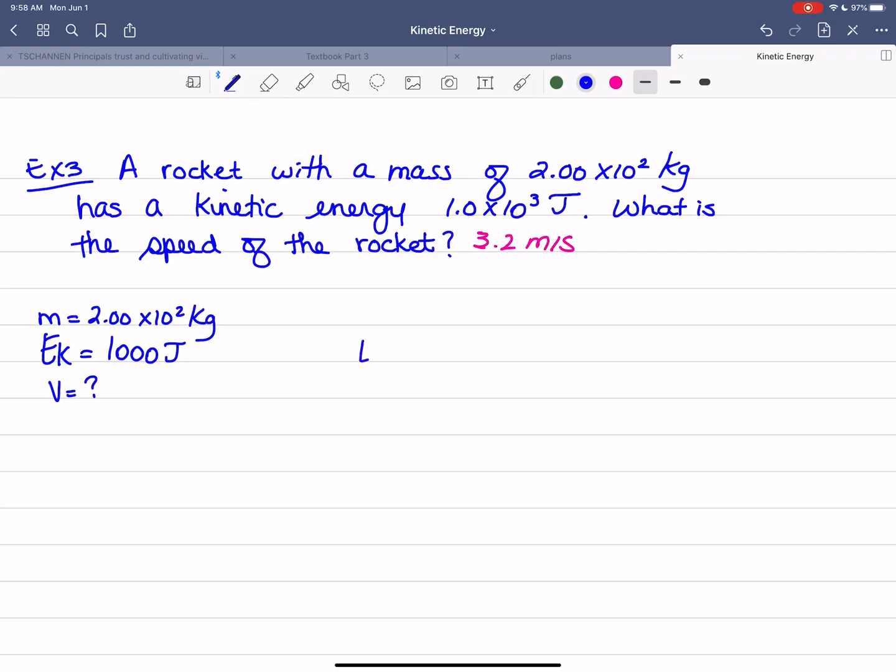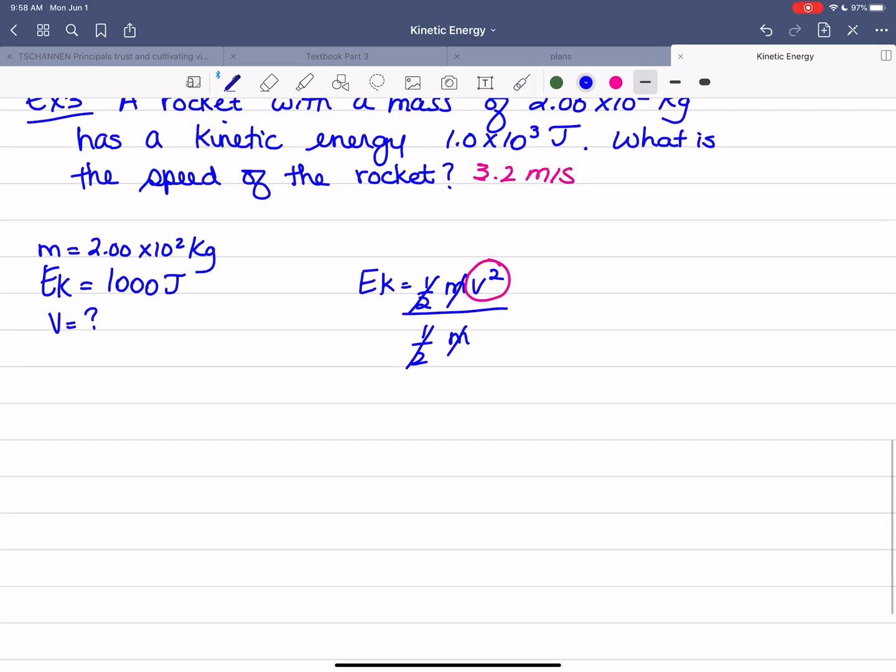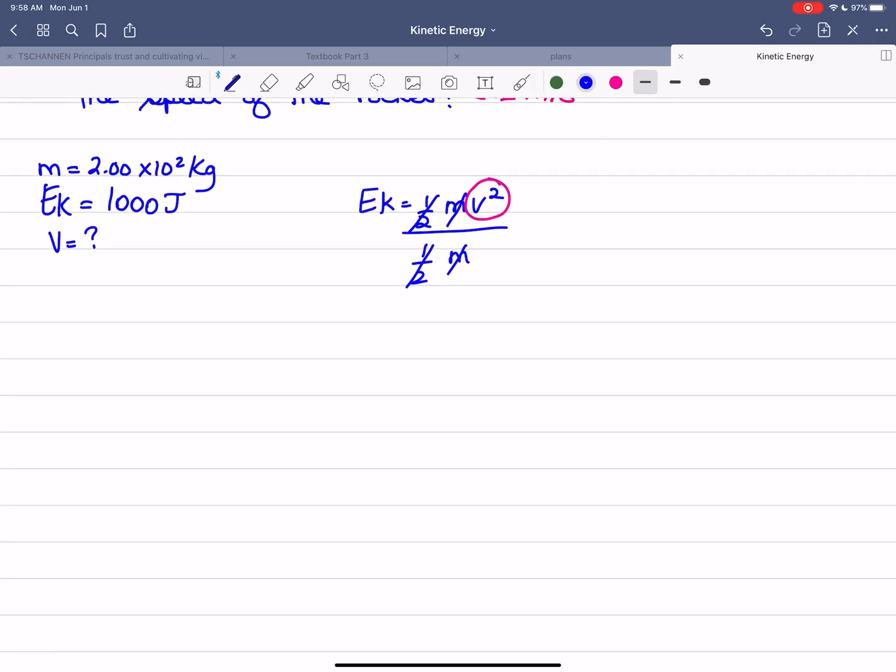All right, so again, our formula EK is 1/2 mv squared. I want to have V by itself, so the first thing I'm going to do is divide by 1/2, so that cancels. I'm going to divide by m, so that cancels. Whatever I do to one side, I have to do to the other. So V squared is EK divided by 1/2 and by m.